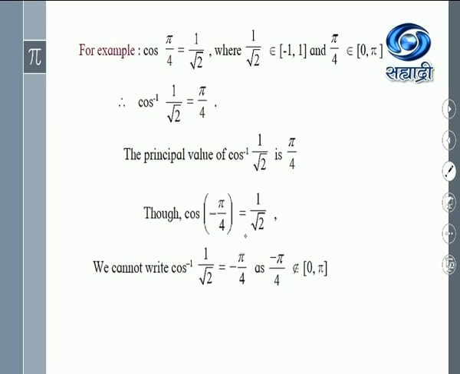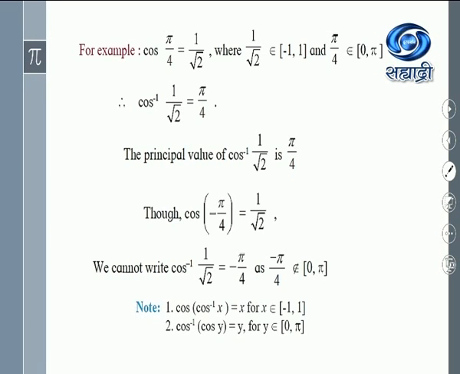So cos inverse of 1 upon root 2, we write minus pi by 4, okay? But check whether that minus pi by 4 belongs to this closed interval or not. Now we know minus 45 degrees does not belong to the closed interval 0 to pi. Therefore, though you are solving this algebraically, our answer is wrong. So we discard this value. Therefore, the only possibility is what? The principal value of cos inverse 1 upon root 2 is pi by 4 only.